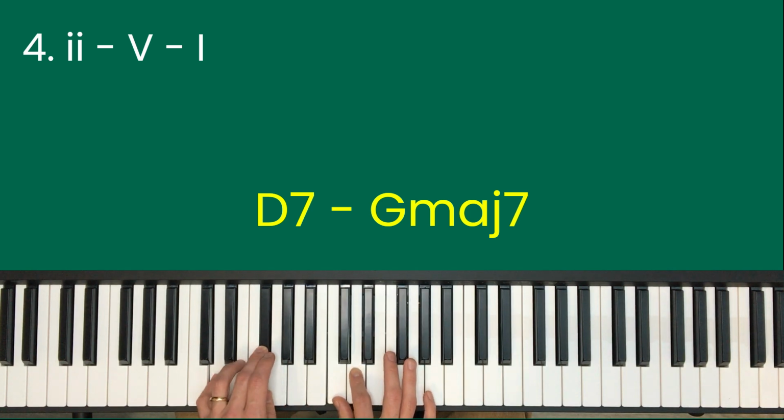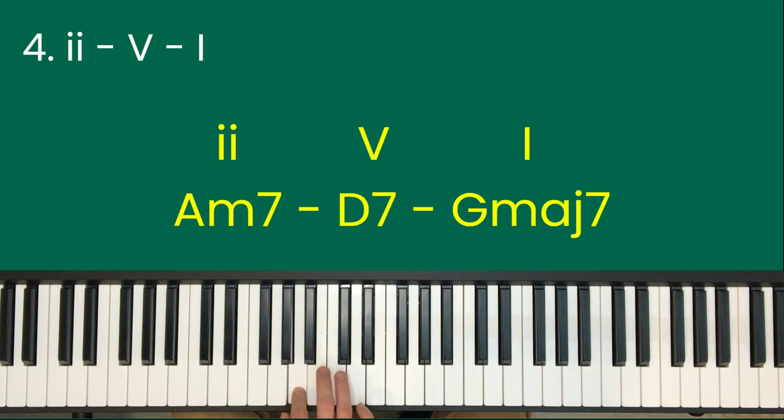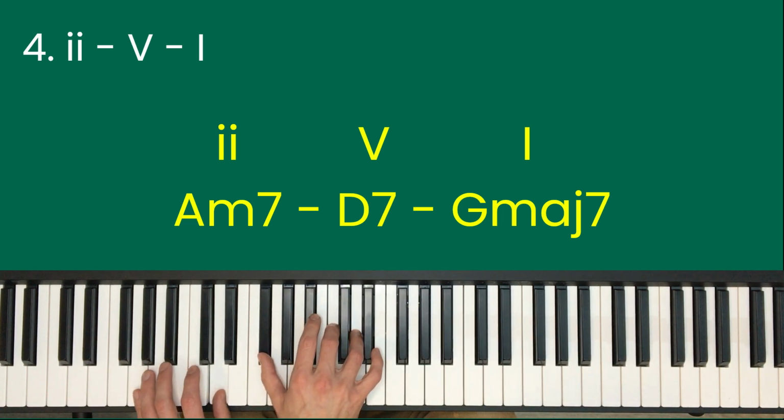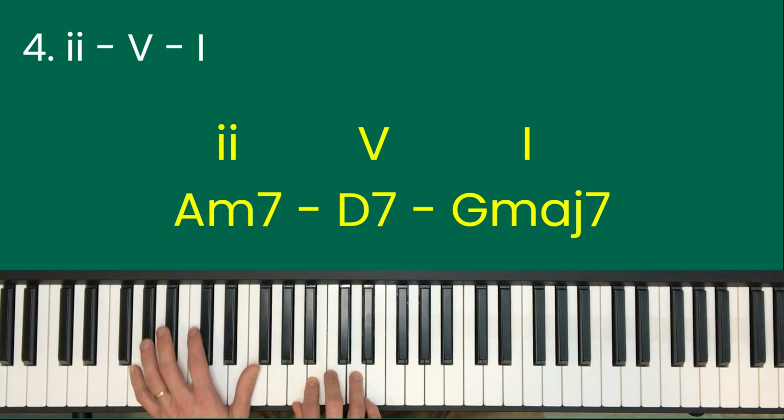Okay, so we think of G as our 1. And we've got D as our 5. We can also put the 2 before that. So that will give us A minor 7, D7, yeah, that's our 2, 5, 1. Lovely sound.